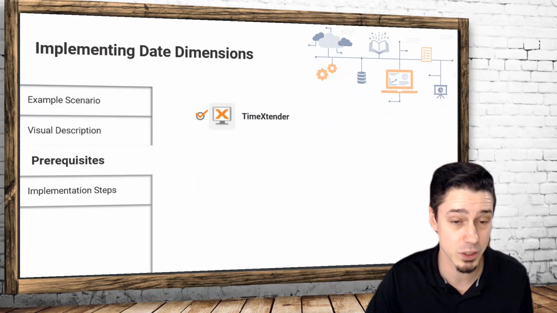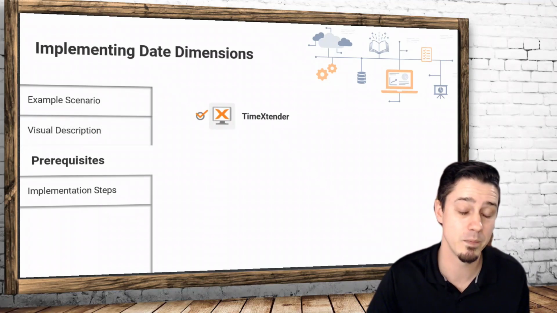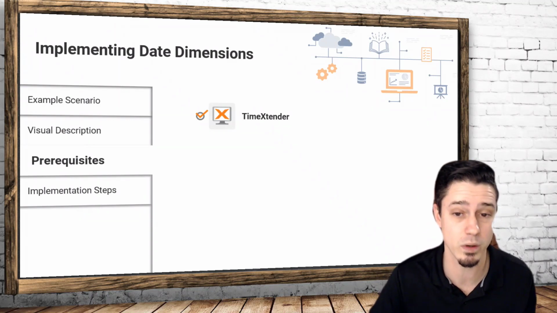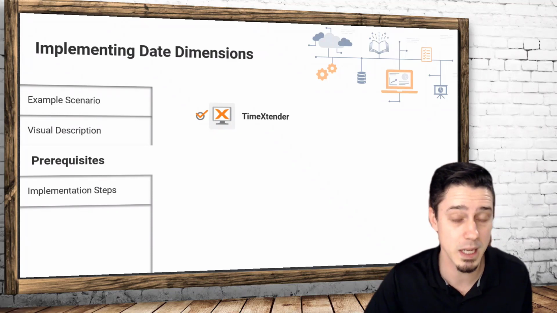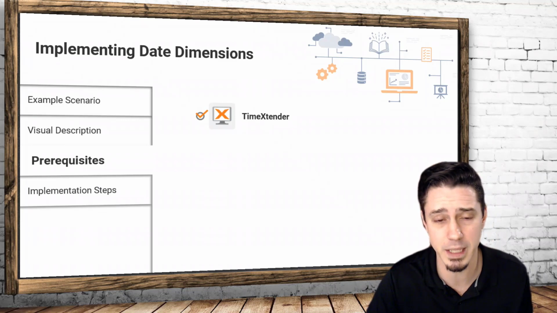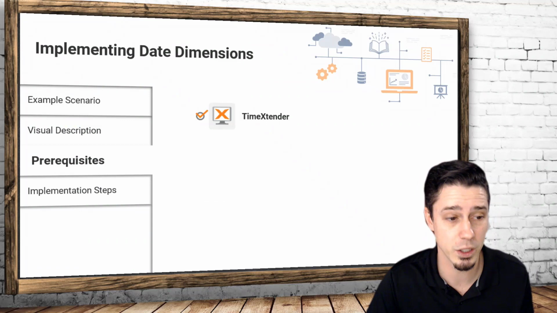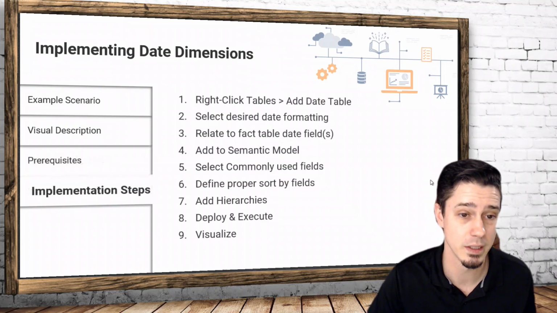For this exercise, you're not really going to need much, just a TimeXtender app server to be able to implement this. Of course, if you want to visualize the data, you'll need some sort of visualization platform. In this exercise today, I'll be implementing the date table in TimeXtender, and then I'll be building out an Analysis Services tabular model and showing that in PowerBI. So let's go ahead and get started.